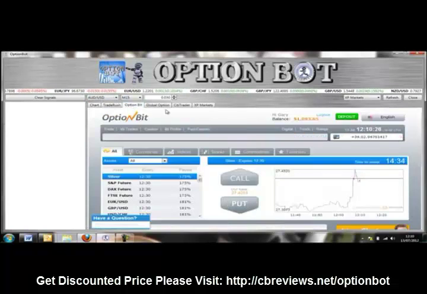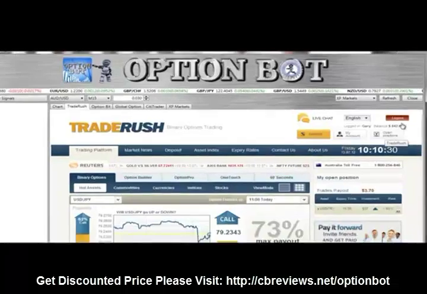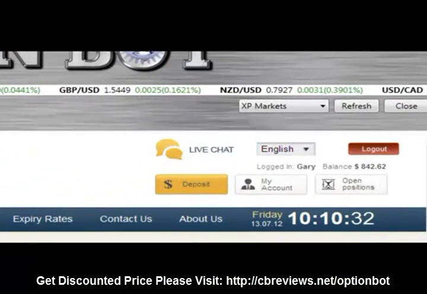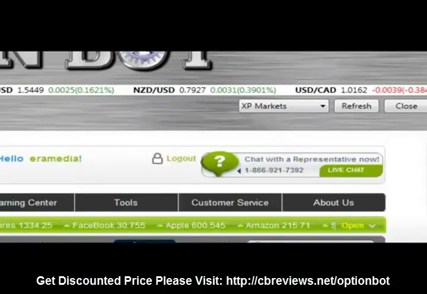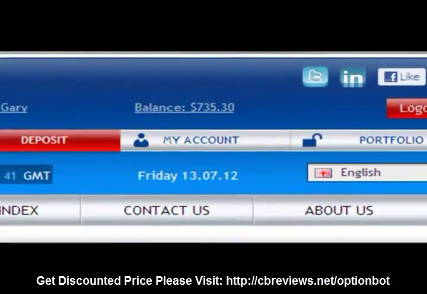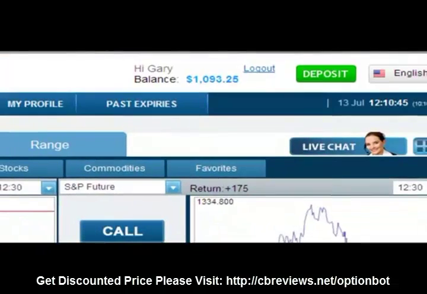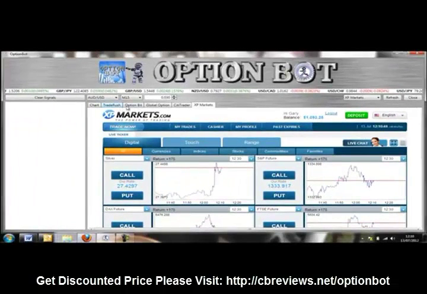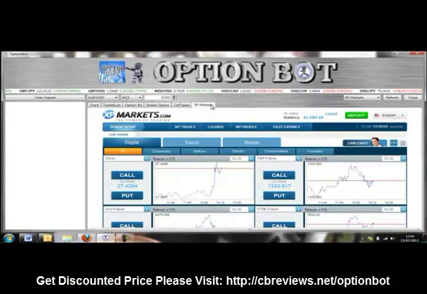And I have 5 platforms to trade on. As you can see, I have a balance of $842.62 with Trade Rush, a balance of $1,093.65 with OptionBit, a balance of $800 with Global Option, a balance of $735.30 with City Trader, and finally a balance of $1,093.25 with XP Markets. That's a total across all 5 platforms of $4,564.82 in my trading balance.